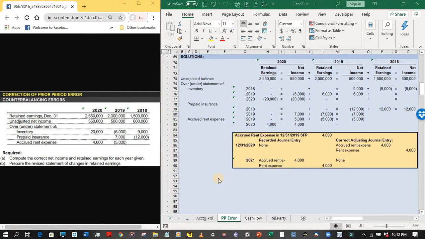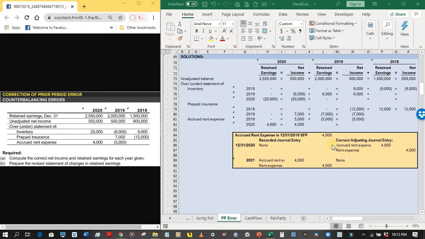Then, let us analyze the effects of the 2020 errors in the net income and retained earnings by looking at the journal entries. So again, the error is due to the failure of the entity to record the adjusting entry on December 31, 2020. And that journal entry is a debit to accrued rent expense for 4,000 pesos and a credit to rent expense for 4,000 pesos.